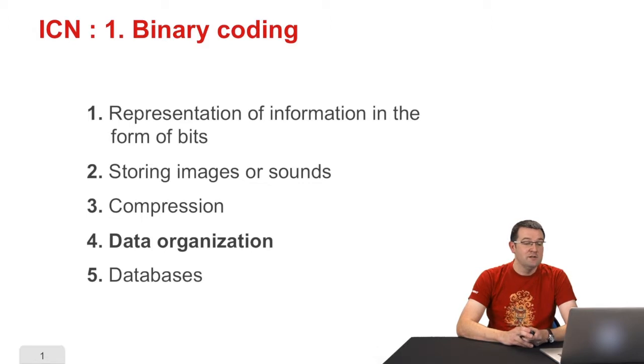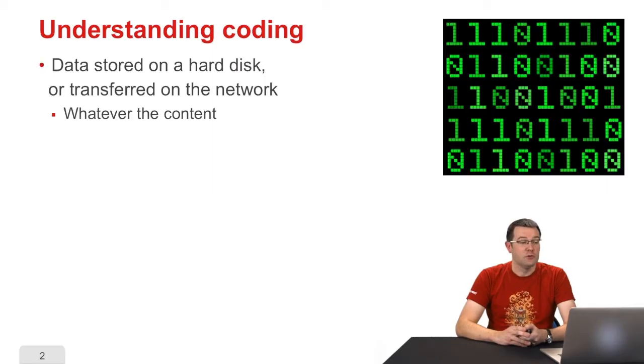We will talk about data organization. We saw how to represent data in the form of bits, in numbers, images or sounds. Now, let's see how to store them, concretely, how to organize them. Data is stored in a RAM, on the hard drive, transferred on the network.